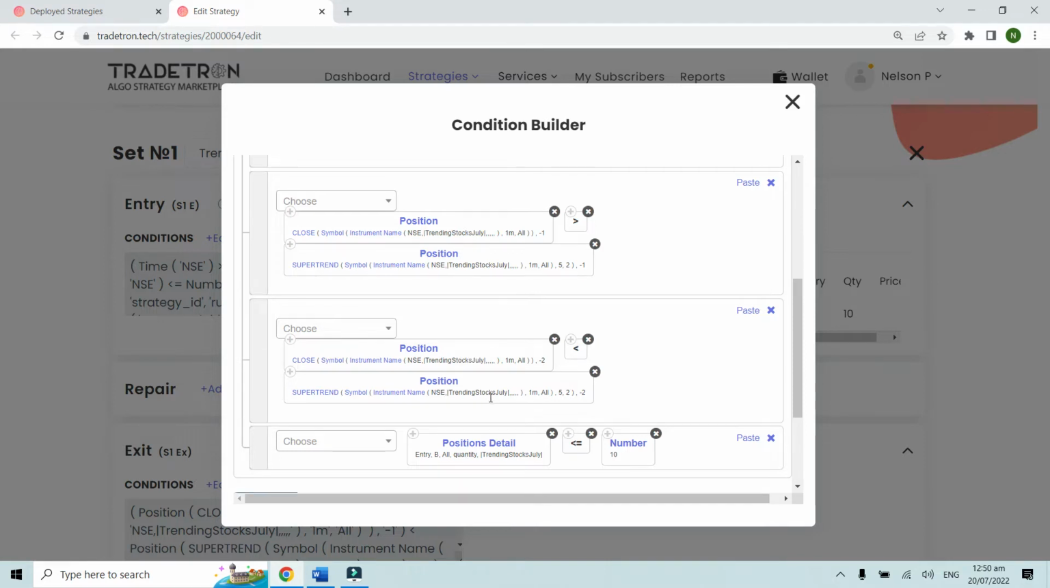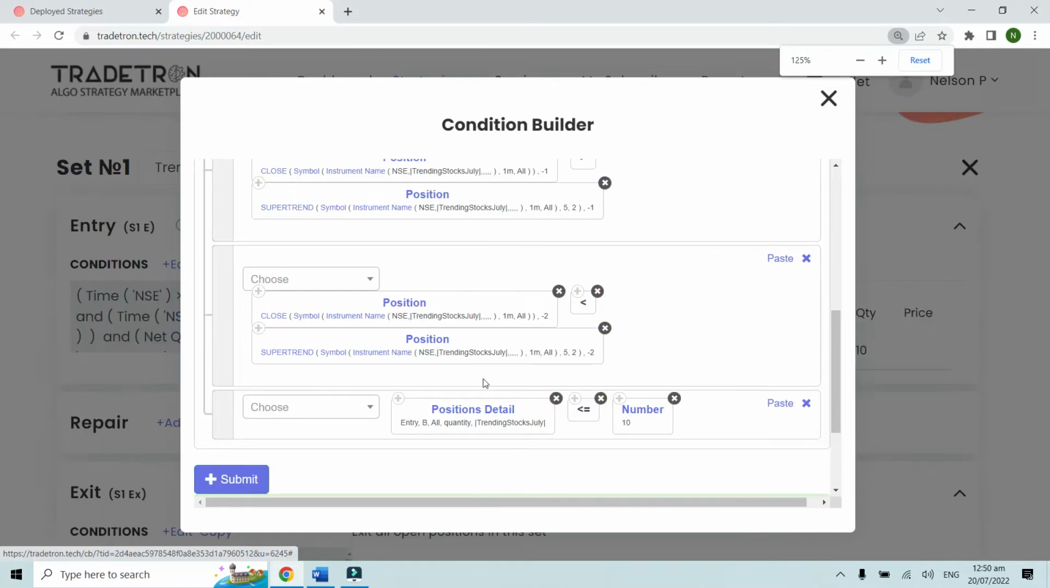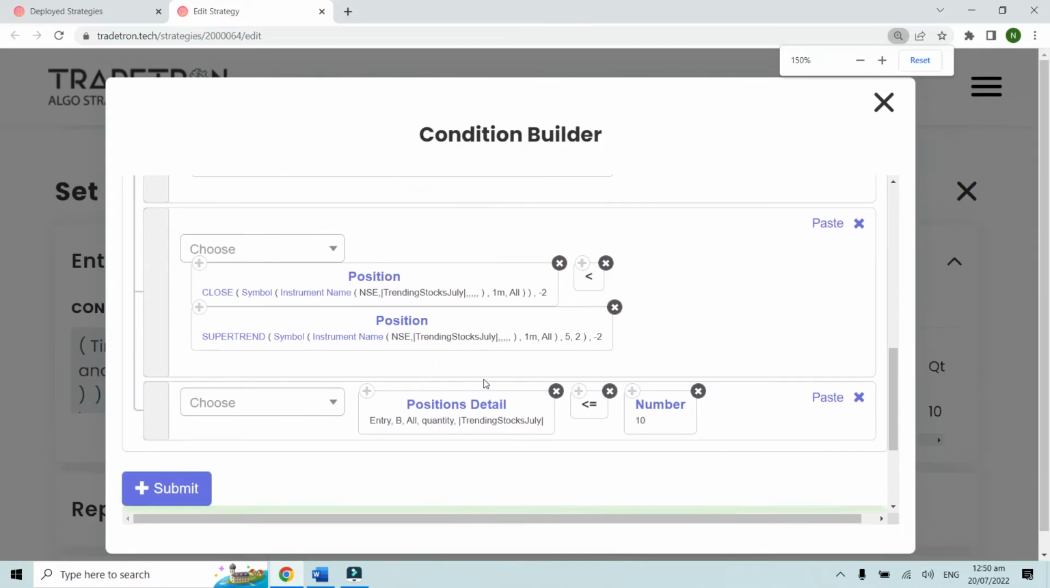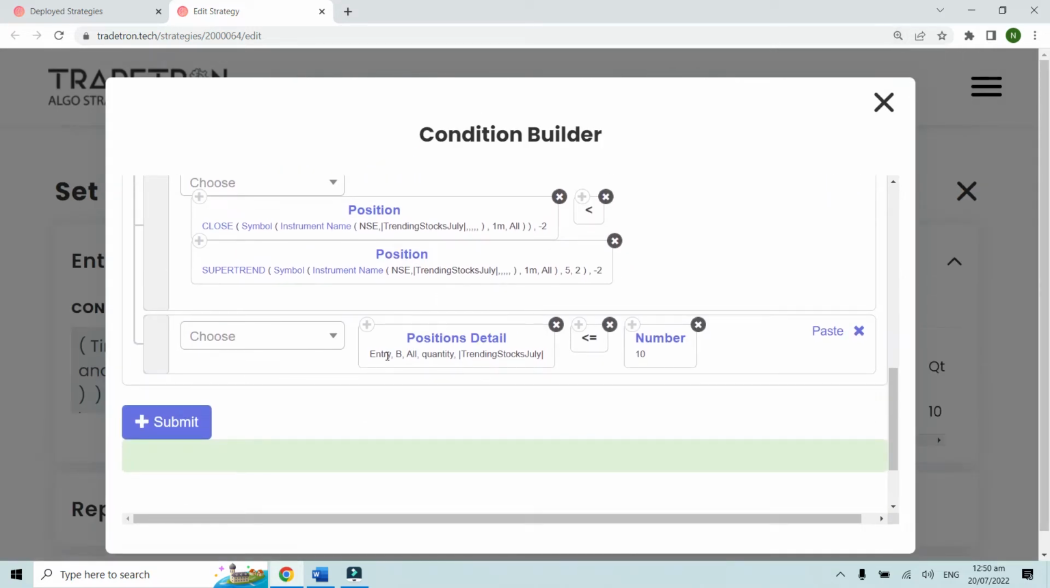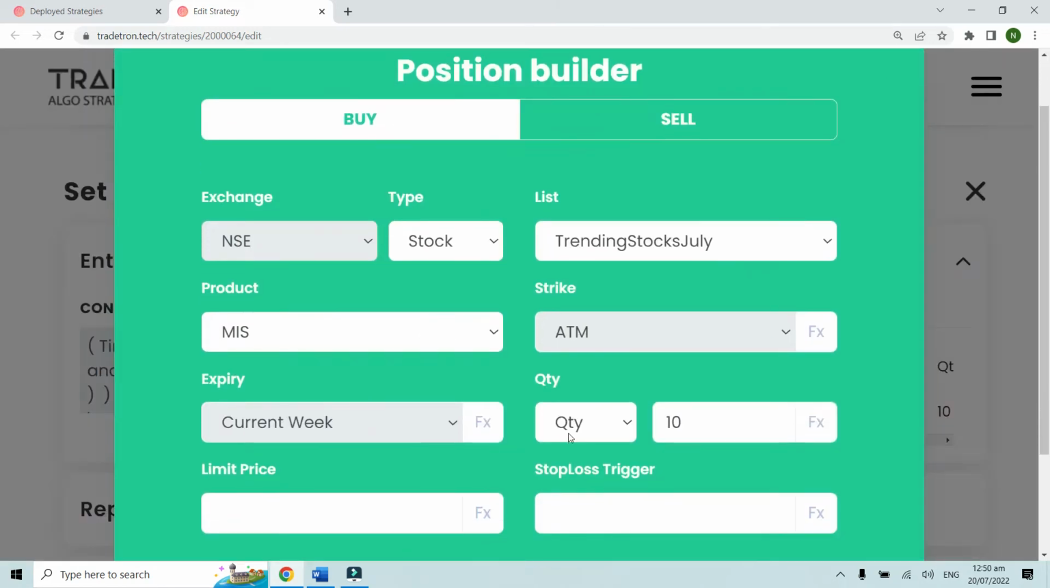On the buy side, in order to enter two times, we have used this formula, and this is important. It is the positions detail entry by all quantity, trending stocks July, that is the list name, is less than or equal to number 10. Why we have used number 10 is because on the position side we are trading 10 shares of each stock in the list.